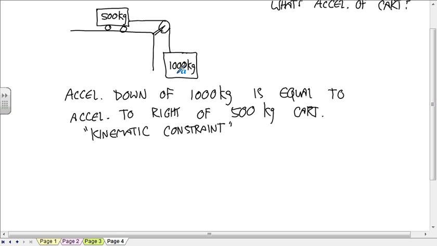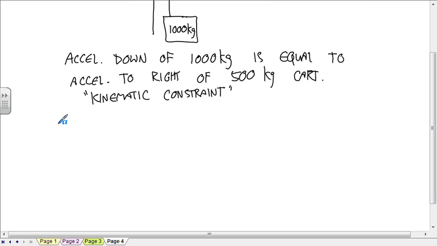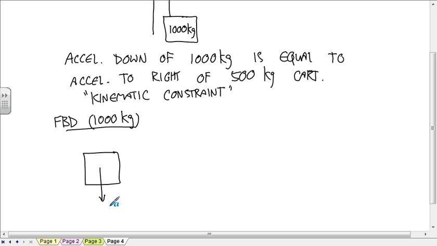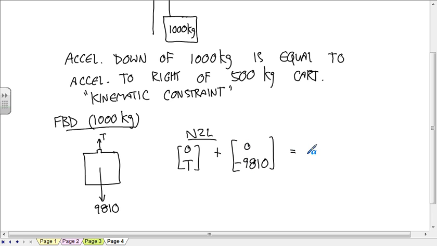So let's first isolate the hanging mass. There's a weight force acting down, 9810 newtons, and then there's a tension force acting up, T. And so Newton's second law says 0 T plus 0 negative 9810 is equal to the mass times the acceleration.